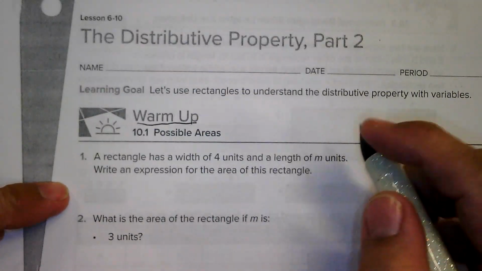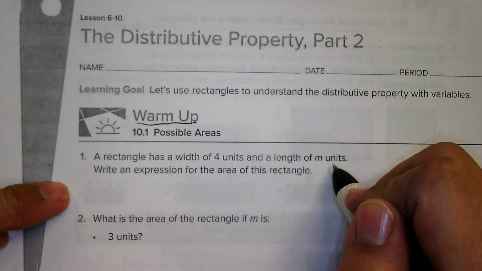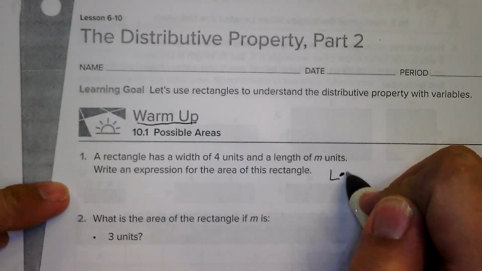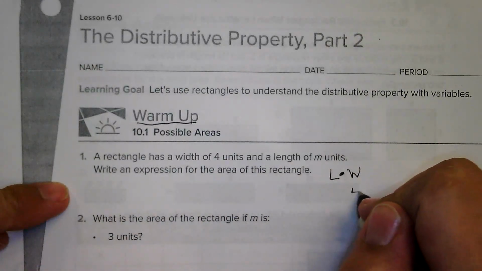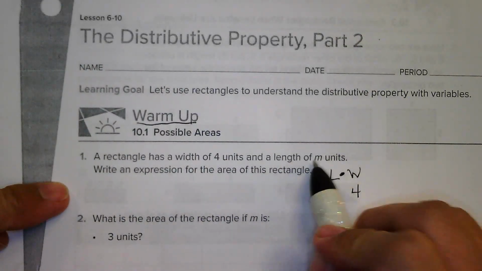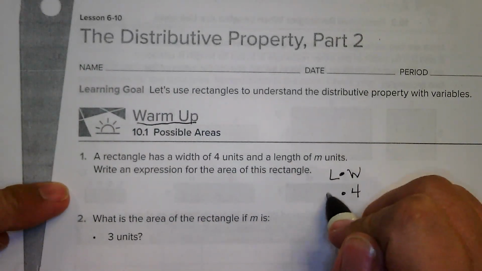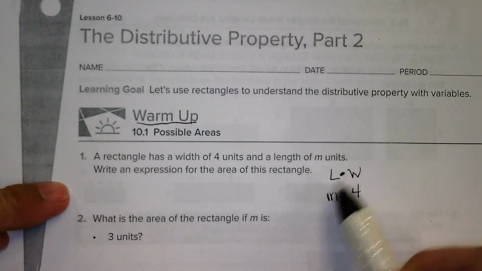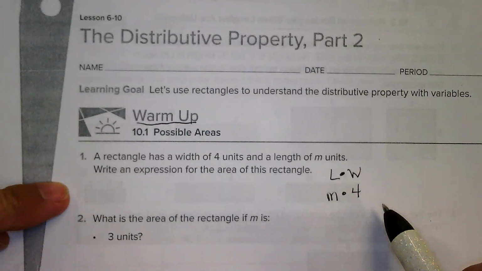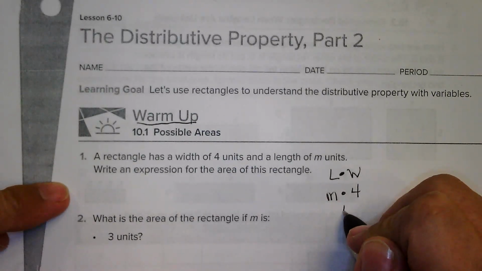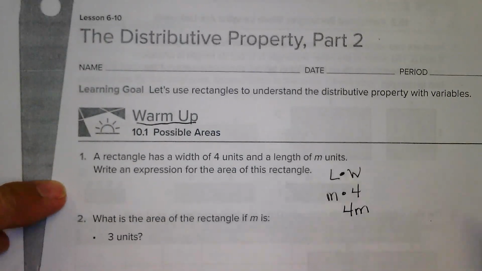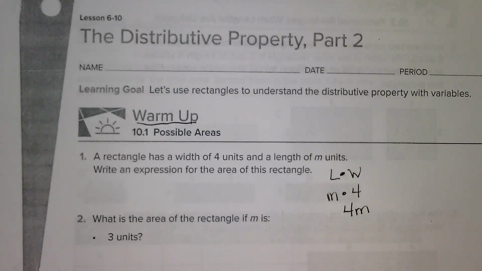So remember, our formula for area is length times width. If the width is 4 and the length is m, your formula would look something like this, but when you simplify it, you end up with 4m. Remember, our number always comes before the variable.